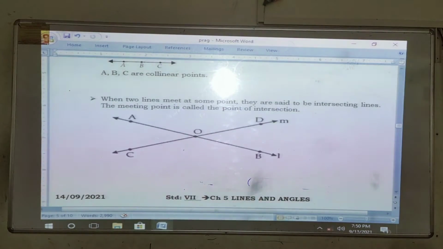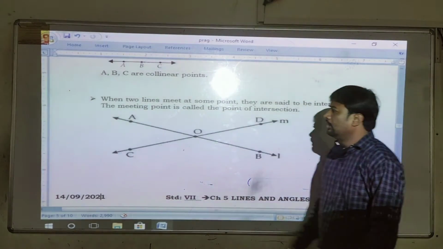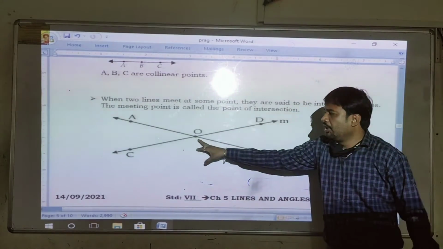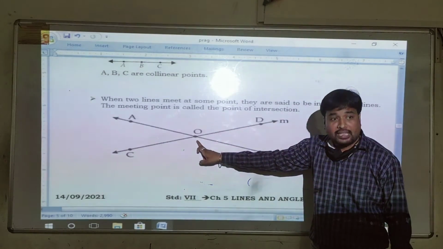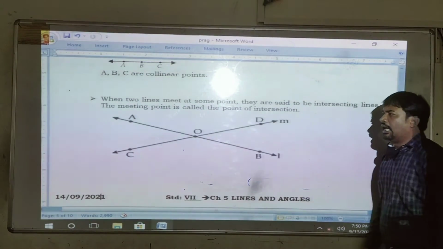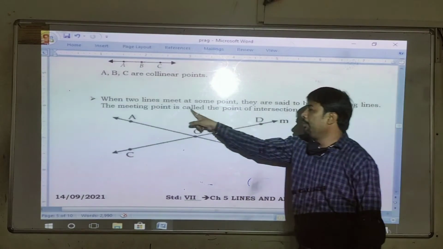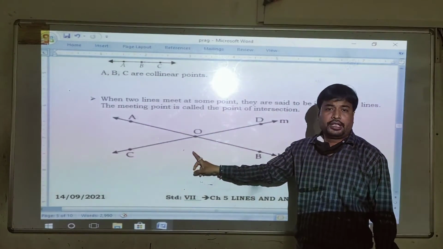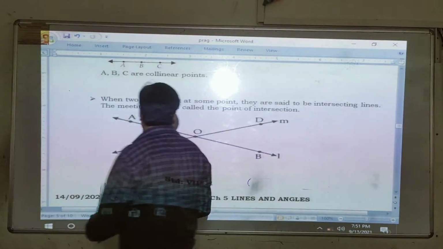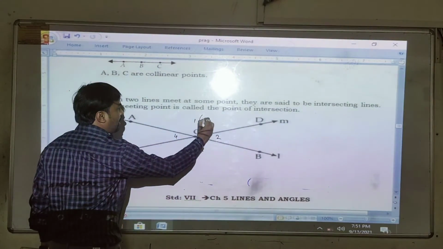Then we have seen intersecting lines. What is an intersecting line? When two lines meet at some point. Here you can see it is meeting at a single point. Then they are said to be intersecting lines. And the meeting point, where one line cuts the other, is known as the point of intersection. How many angles are formed? Four angles are formed, right? 1, 2, 3, 4.